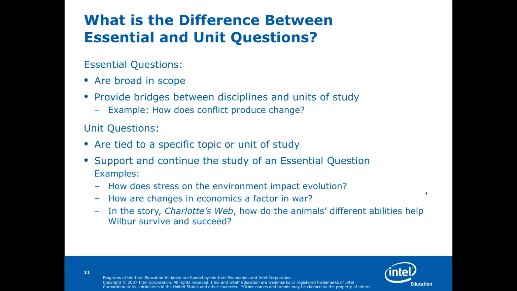So here are some examples: how does stress on the environment impact evolution, how are changes in economics a factor of war, and in Charlotte's Web, how do the animals' different abilities help Wilbur survive and succeed? So again, unit questions are a little bit more specific. They are tied to the topic or unit, whereas essential questions are very, very broad and usually cover at least the entire semester, if not the entire year.